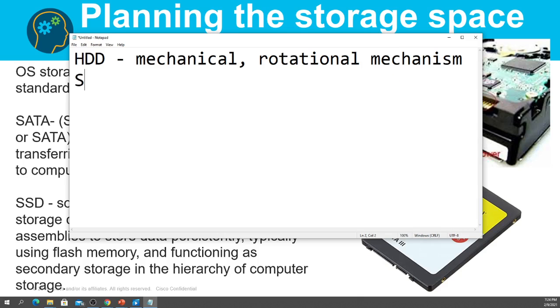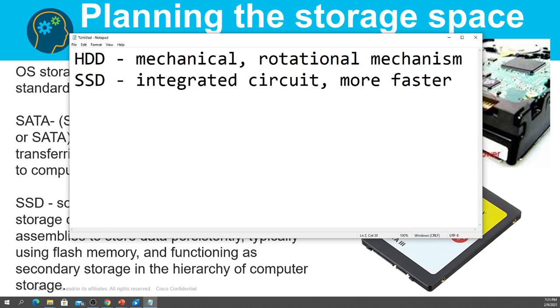The SSD, solid state drive, is an integrated circuit, or IC. Integrated circuit meaning it's like your flash drive. It is an IC inside. Okay? SSD is integrated circuit. It is quiet. At the same time, in terms of speed, this is much faster. Okay, this is the new technology for hard disk drive.